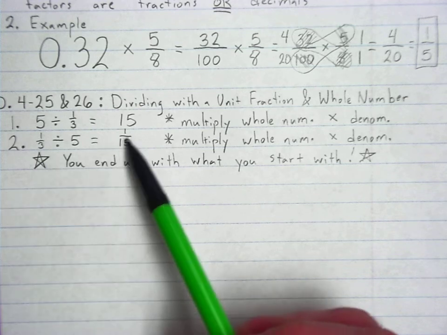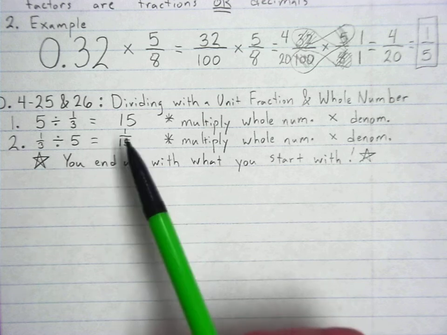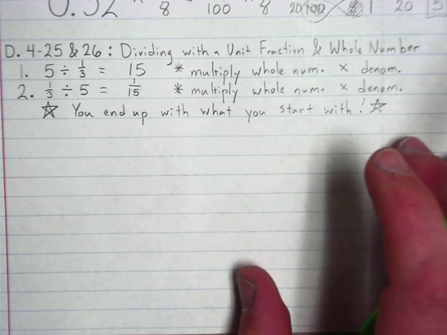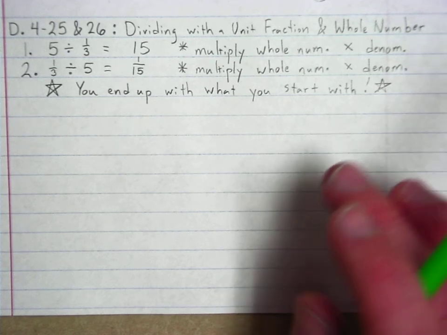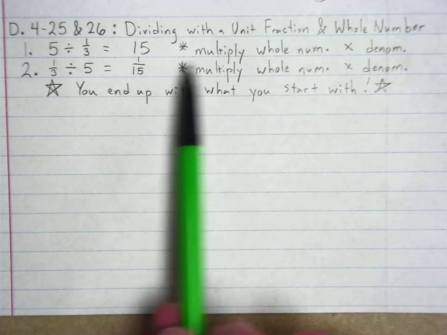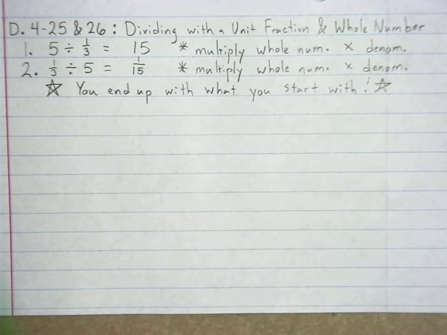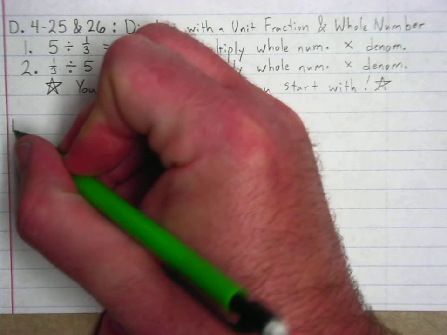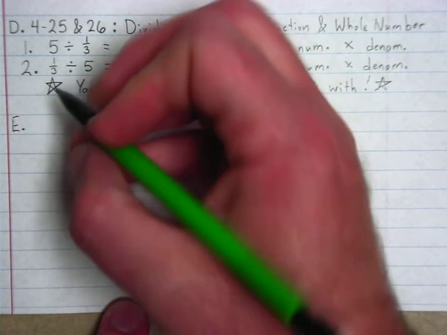Now, as you get older and you start dividing with larger fractions, they're not all unit fractions, you'll get to see a little bit more why that works. But for right now, you just have to remember whole number times the denominator, end up with what you start with. All right, let's see if we can finish this thing up before we hit the 20-minute mark.